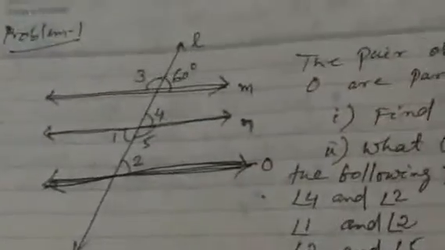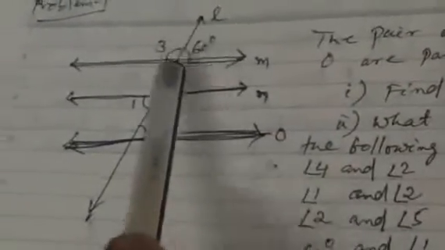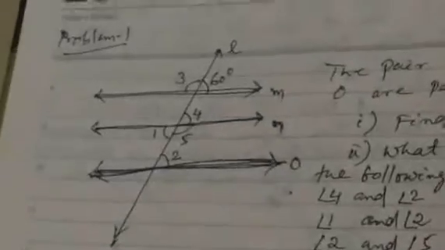Then finding angle 3. 3 is here. You can see 60 plus 3 forms a straight line. So, linear pair. Therefore, 3 plus 60 degree is equal to 180 degree. Therefore, 3 is equal to 180 minus 60 degree, that is 120 degree. Hence, this is a linear pair. Then 4. Look here. This is a parallel line and this is the transversal line. Therefore, 4 and 60 are both corresponding angles. Therefore, angle 4 is equal to 60 degree.